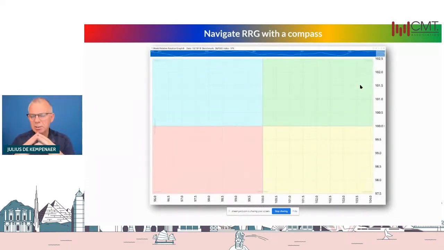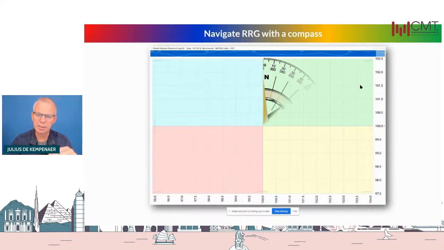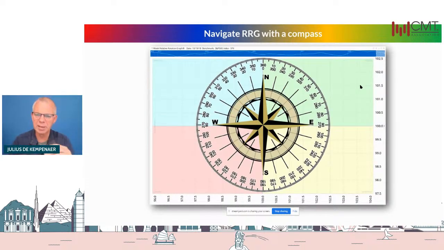The other indicators are based on navigation with a compass. You all know what a compass looks like. You know, you've got that nice thing, and 360 or 0 at the top is due north.